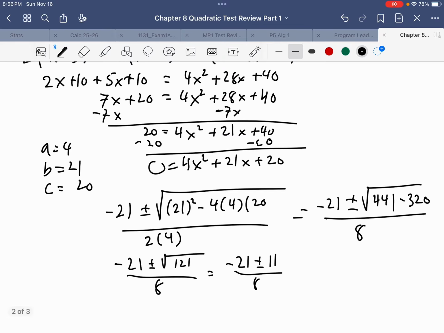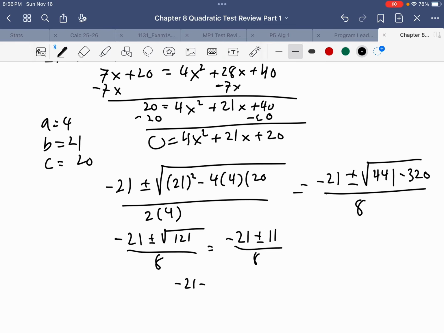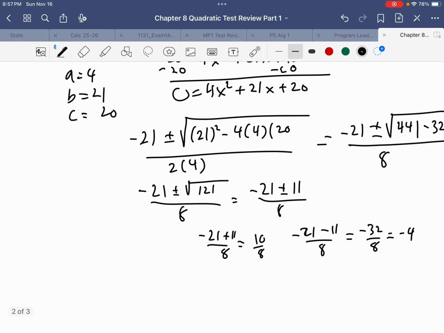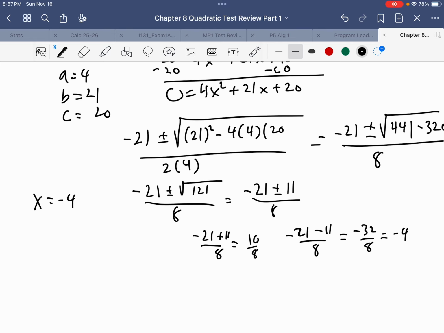Again, two solutions we're looking at here. Negative 21 plus 11 over 8 and negative 21 minus 11 over 8. Negative 21 plus 11 over 8 is going to be 10 over 8, and this would be negative 32 over 8 to get negative 4. So my two answers are x equals negative 4 and x equals 5 over 4, if I were to simplify 10/8.